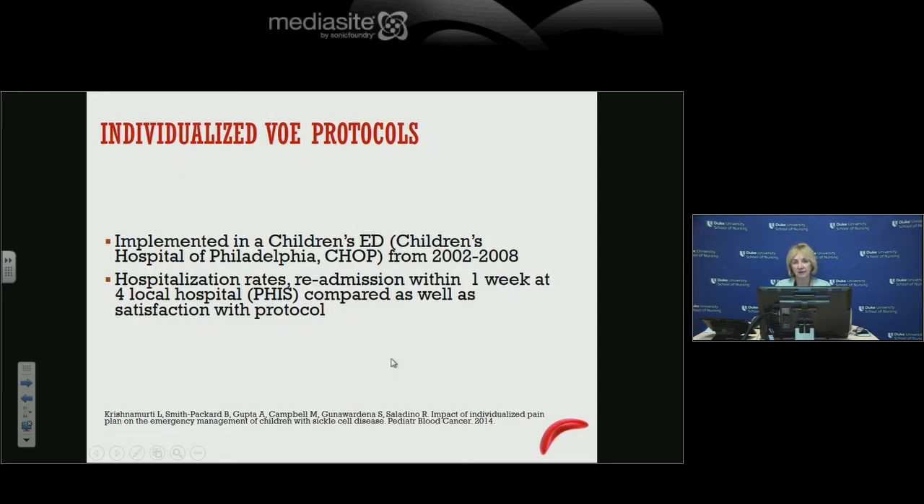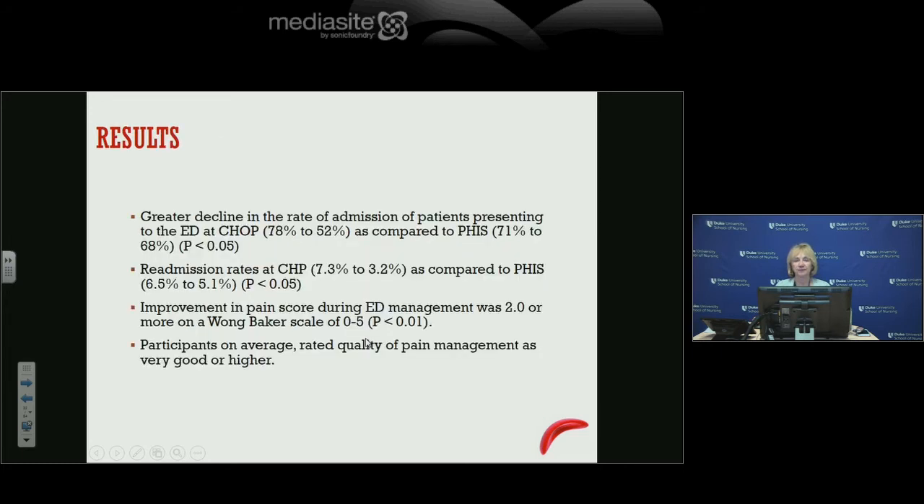And there's other data as well that support the use of individualized vaso-occlusive episode protocols. At CHOP from 2002 to 2008, Dr. Krishnamurti published a paper, and they implemented individualized protocols at CHOP during these years, and then they compared their data on hospitalization rates and readmission within a week for 4 local hospitals, and also looked at satisfaction with the protocol.